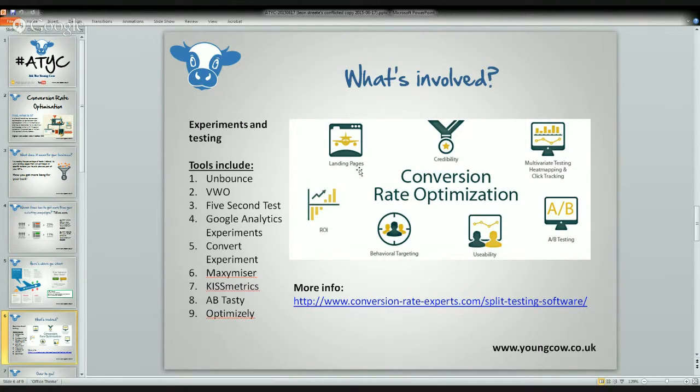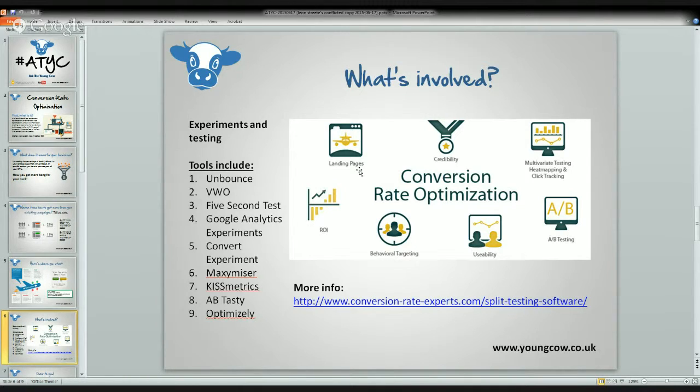So again, A/B testing. We spoke about that earlier. This is just about testing multiple landing pages. It could be 1, 2, or 3. It depends. This can vary between a long contact form or opt-in form and a short opt-in form.